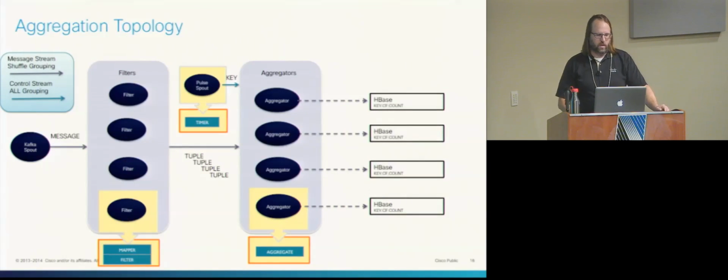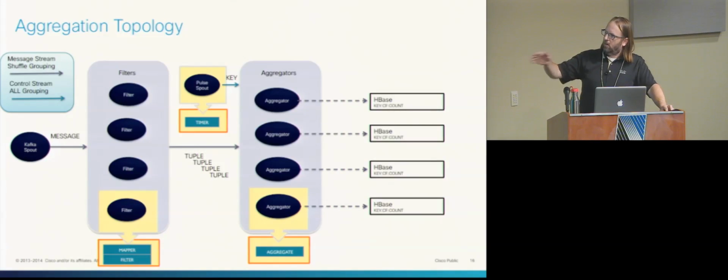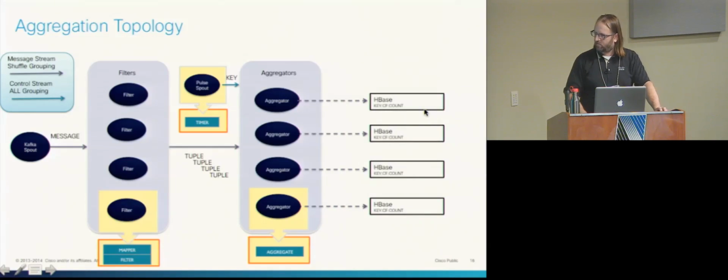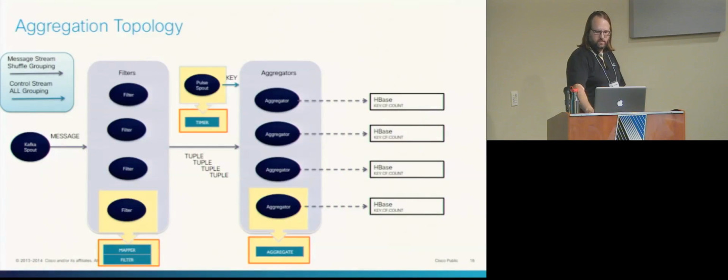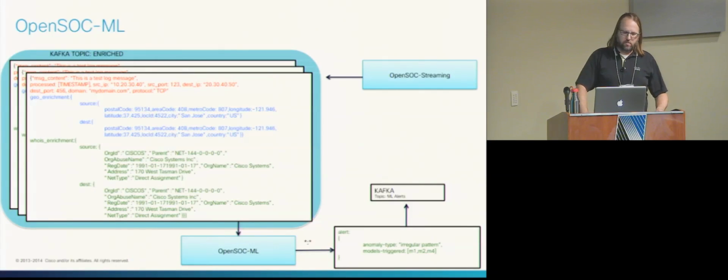Okay, so after the aggregation happens, this is the aggregation topology. It's the same thing happening where the data comes in, goes through all its filtering process, does all the amazing things on the data science side, and puts it all back out in HBase. At which point, we can also do the machine learning parts.